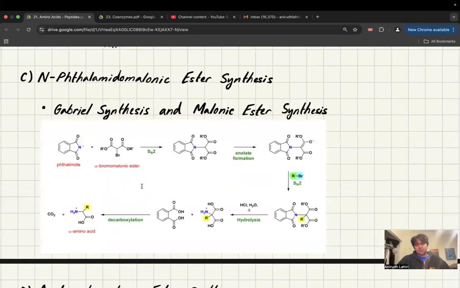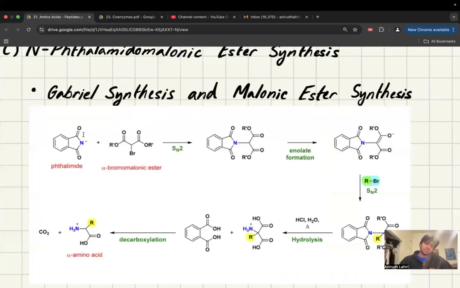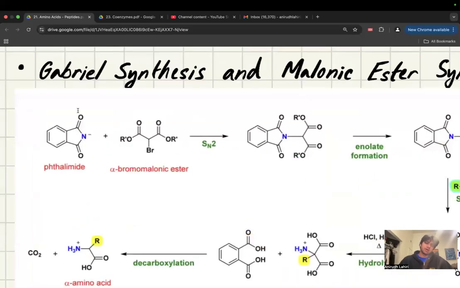Okay, N-phthalimidomalonic ester synthesis. So this is Gabriel synthesis and malonic ester synthesis kind of mixed up, right? So we start with our phthalimide, which is basically just a nitrogen connected to a glorified withdrawing group, a dicarboxylic acid. We start with an alpha bromo malonic ester. Okay.